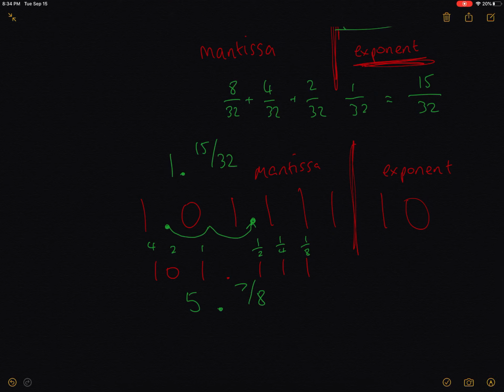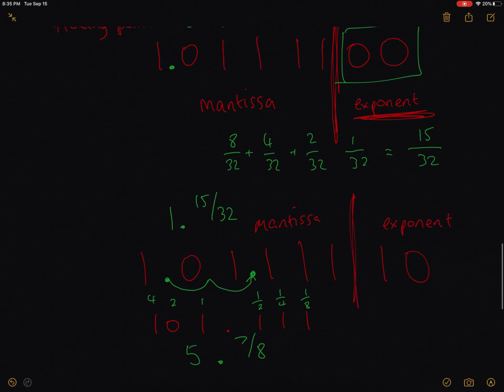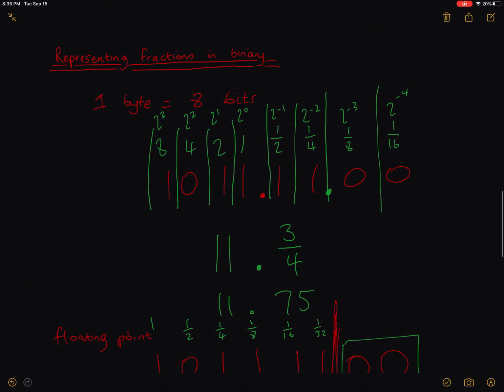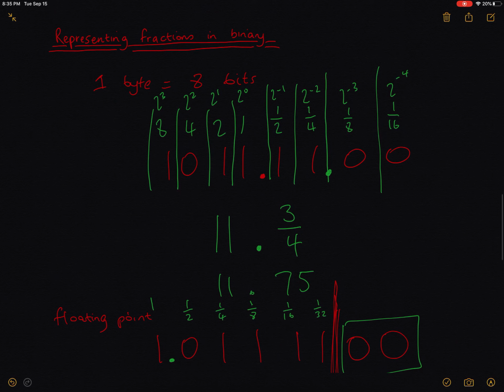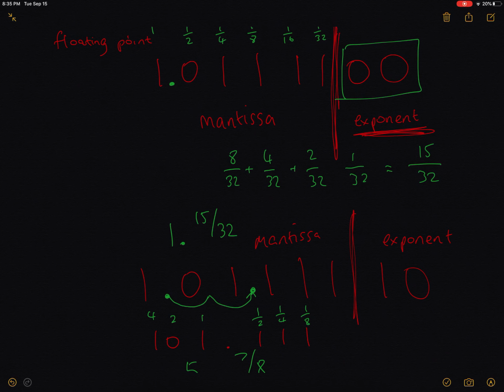We've got 5 and 7/8. So that's how we can represent what's called a floating point number, a number with a fraction. We can either do it in a fixed point way, where the decimal place is fixed, or we can do it using what's called a floating point. As you develop your programming skills, you will see lots of times that we call numbers like this floating point numbers, and the reason is because the decimal place floats. It's split into a mantissa and an exponent, and the exponent tells you how much it floats.